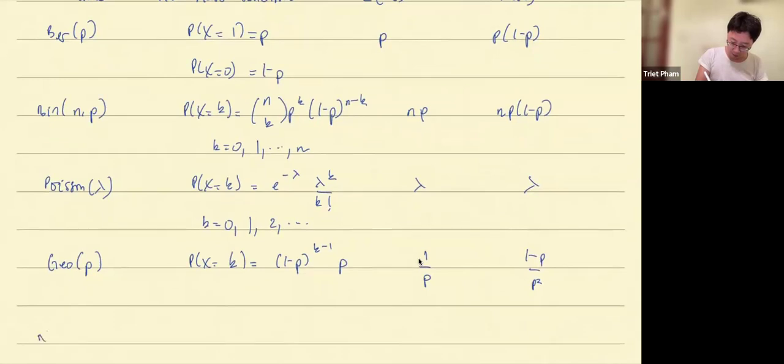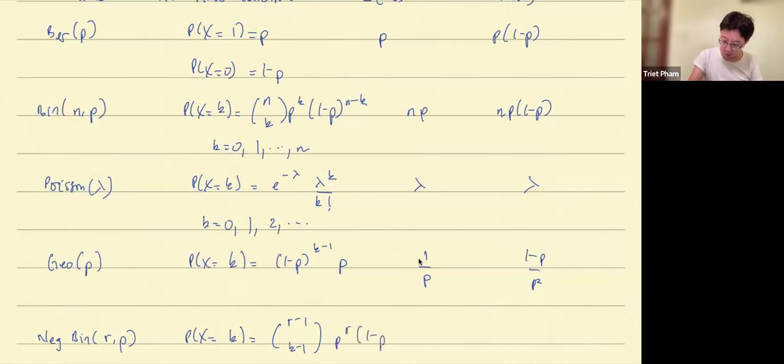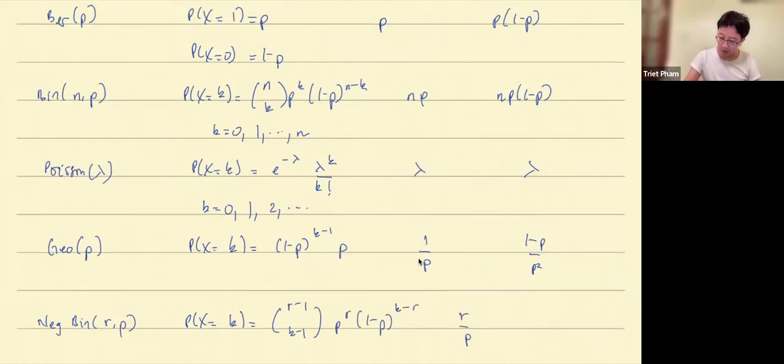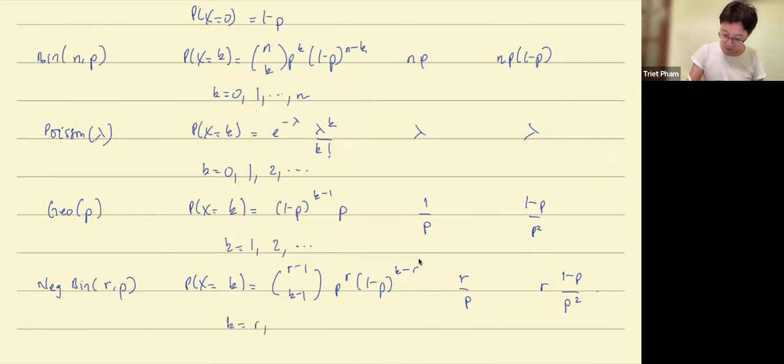Then we have the negative binomial, right? R, P. Probably X equals K is K minus 1 choose R minus 1, and then P to the R, 1 minus P to the K minus R. Expectation is R over P. Variance is R times 1 minus P over P squared. Here, K runs from R, R plus 1, etc.